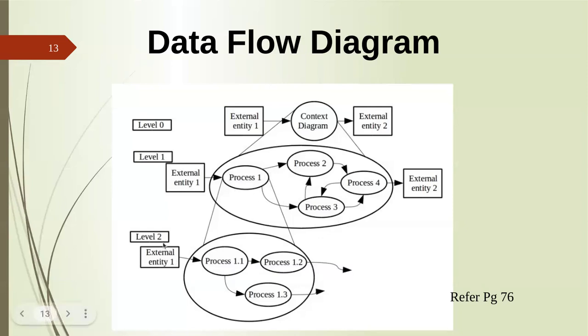So in level 2, we write like this. In process 1, 1.1, 1.2, 1.3. In process 2, 2.1, 2.2 like that. 3, 3.1, 3.2 like that. Subdivided. Inputs and outputs are the same. External entity 1 into this one like that.